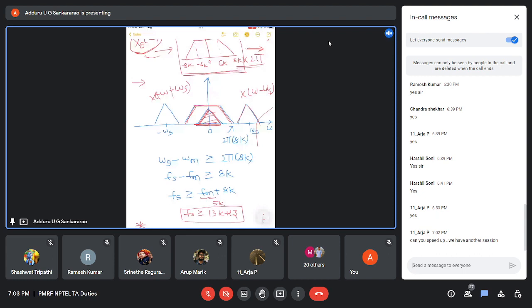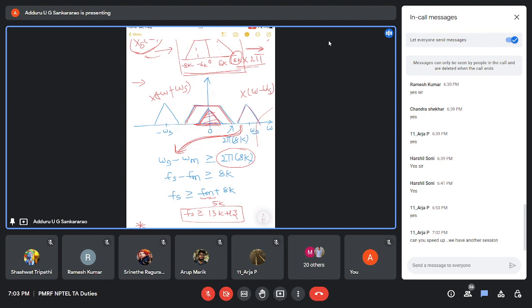That is possible when omega s minus omega m is greater than or equal to 8k. The filter upper edge is 8k, which is given. So in the omega domain it is 2 pi into 8k. So omega s minus omega m greater than or equal to 2 pi into 8k. In that case only we can avoid aliasing. Only the first harmonic we can capture, and the rest of the harmonics we can avoid.